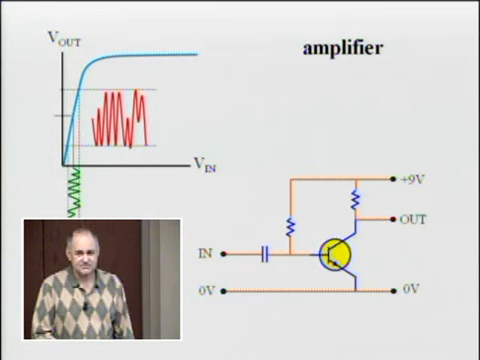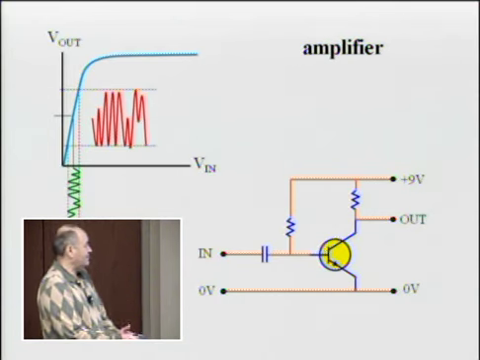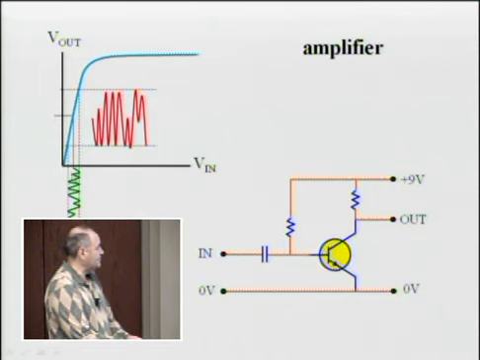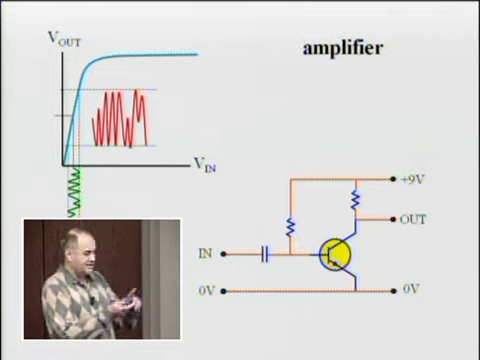Only half of the signal will be amplified, because the characteristic grows here from 0, right? So only this part will be amplified. This part won't. All right, think about it.